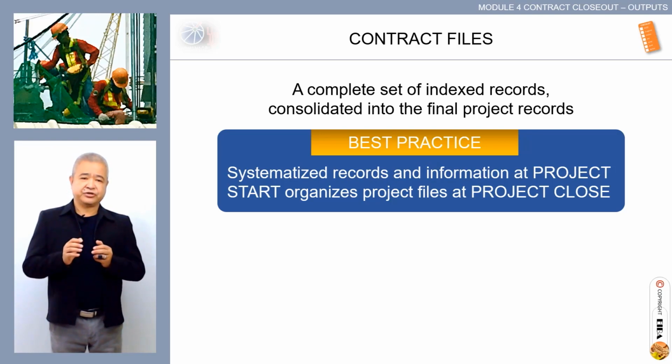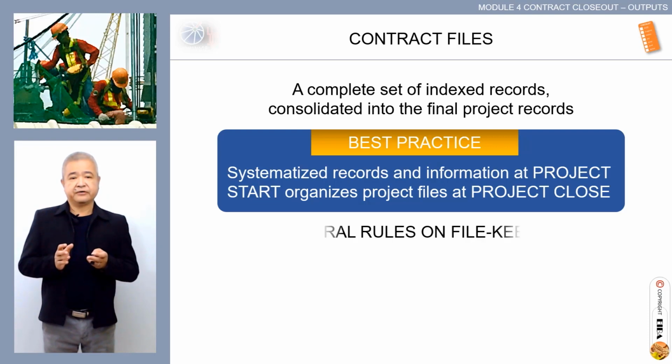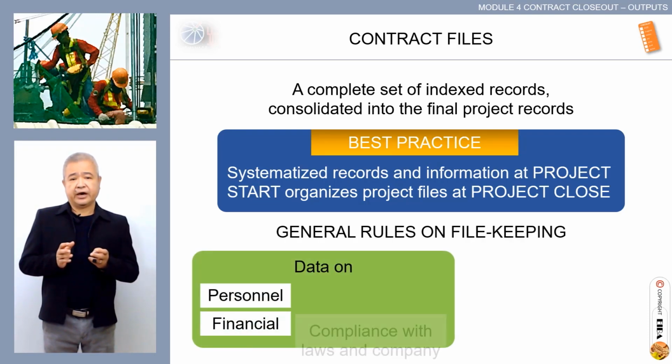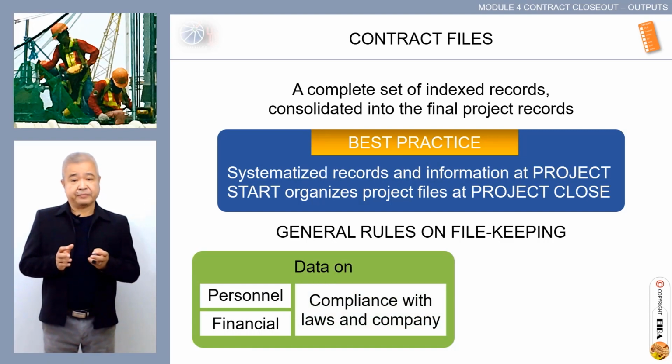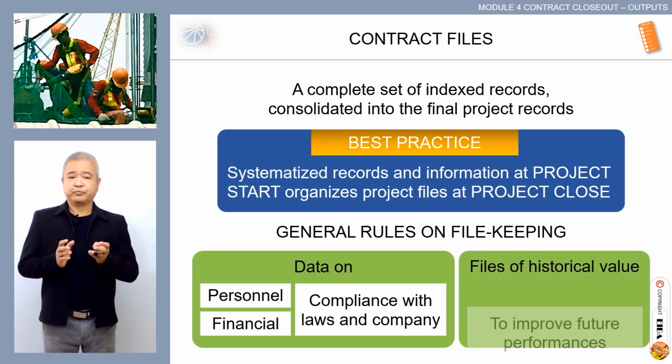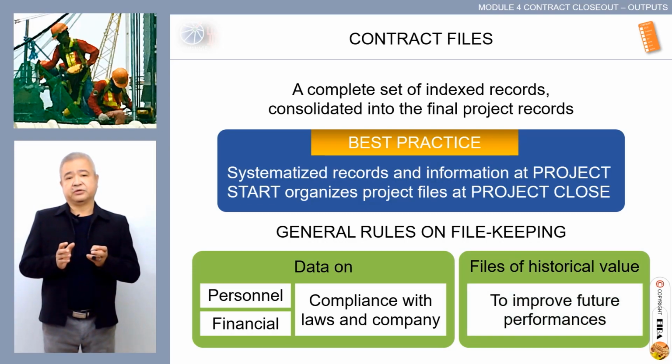Many project managers do not think about that. Engineers are generally action persons, ready to charge, and most of the time do not hold back to set up some systems. The general rule on file keeping: data on personnel, financial, and compliance with law and company are preserved and protected according to policies and legalities. Files of historical value are kept to improve future performances.